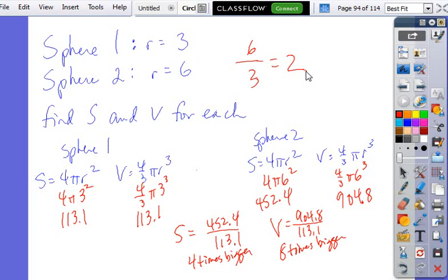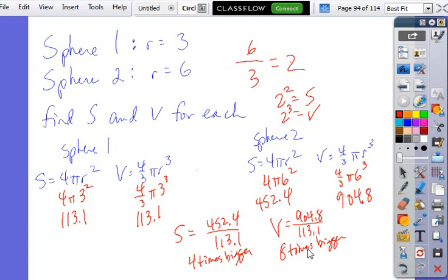For every surface area or any area problem, period, we always square. What is 2 squared? 4. 4 times bigger. For every volume problem, you always cube it. What is 2 cubed? 8 times bigger. So find the radius ratio; square the radius ratio to talk about surface area, cube the radius ratio to talk about the volume. So you should be able to look at the problem and get straight to the answer down there of 4 times bigger and 8 times bigger.